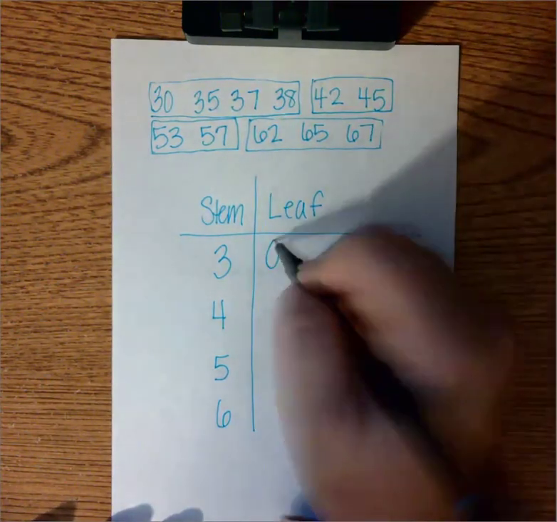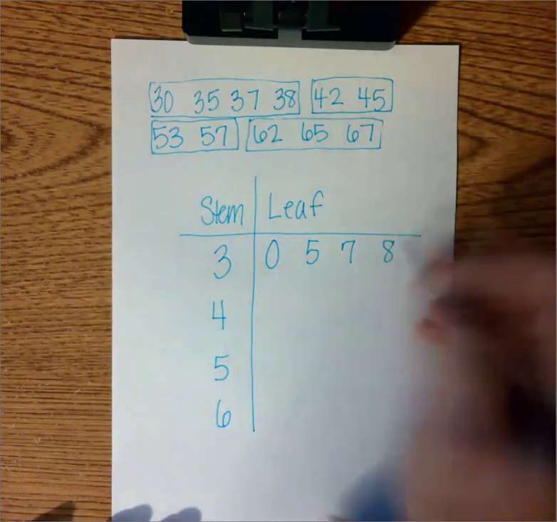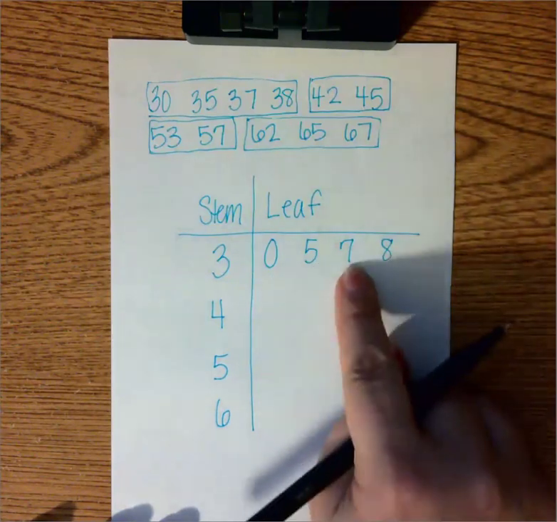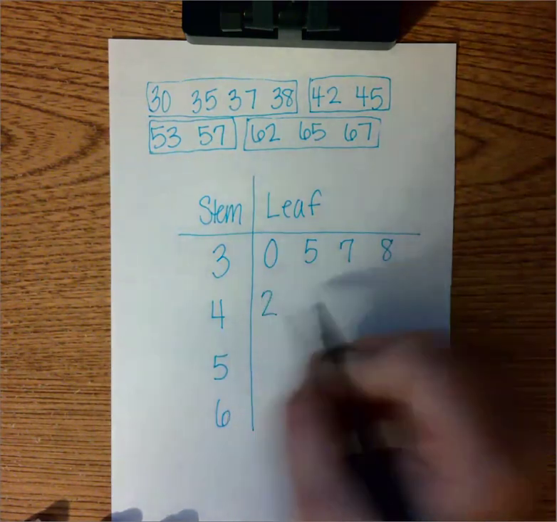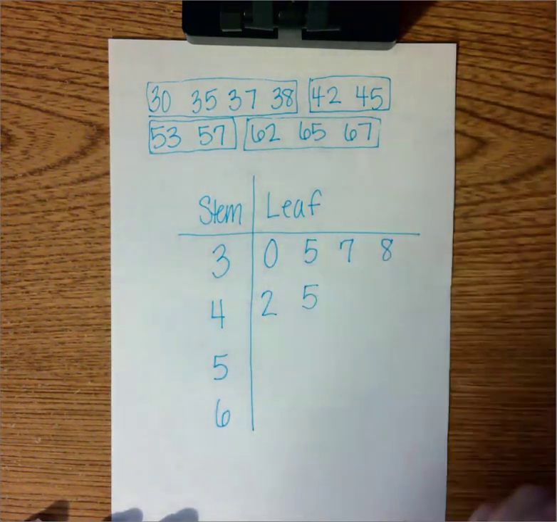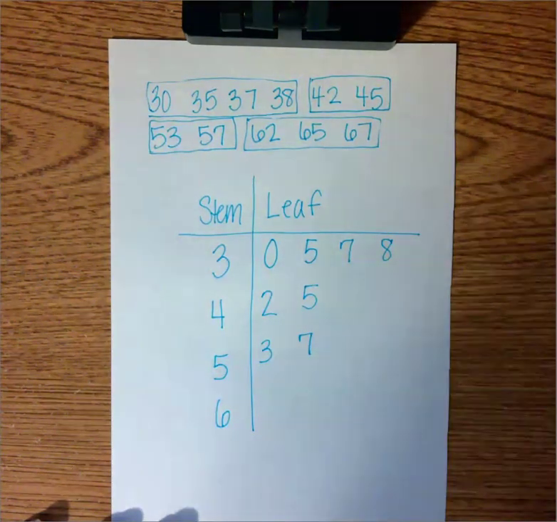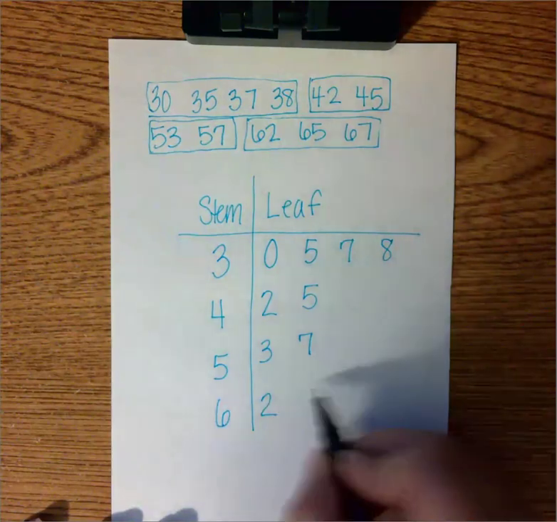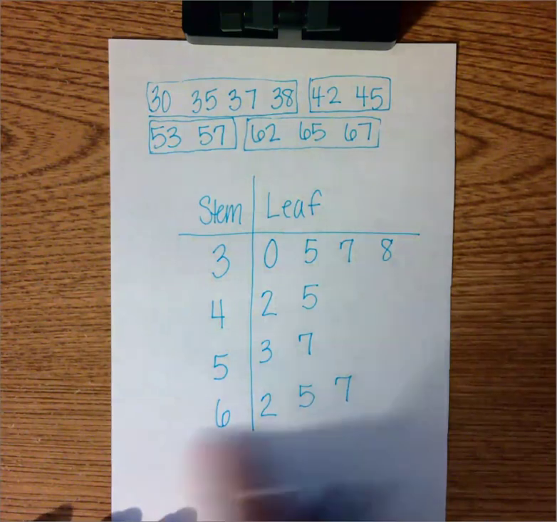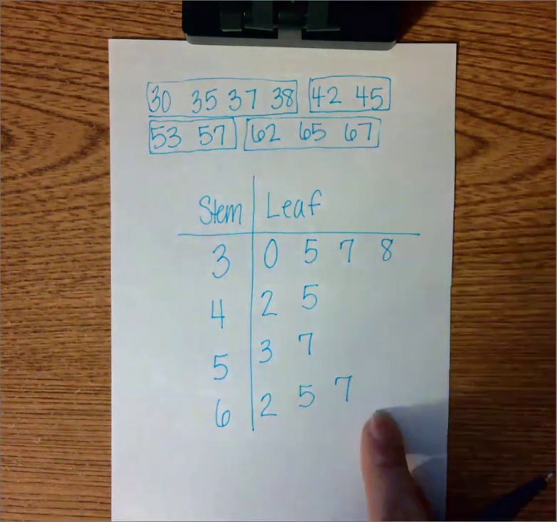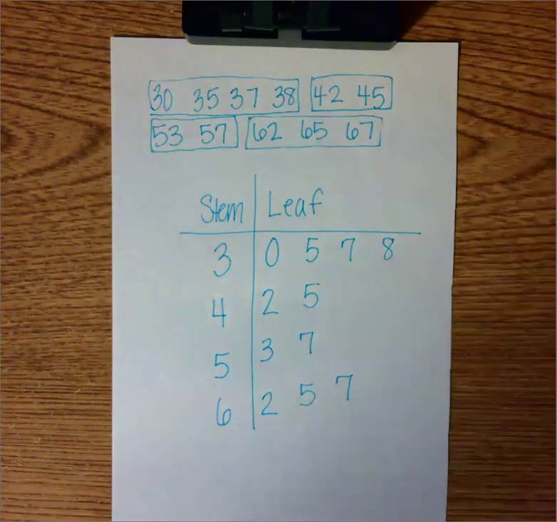Then in order, evenly spaced, I'm going to put the second digit of each number. So 0, 5, 7, 8: 30, 35, 37, 38. Then 42 and 45, 53, 57, 62, 65, and 67. So again, a stem and leaf plot, just another way to display data.